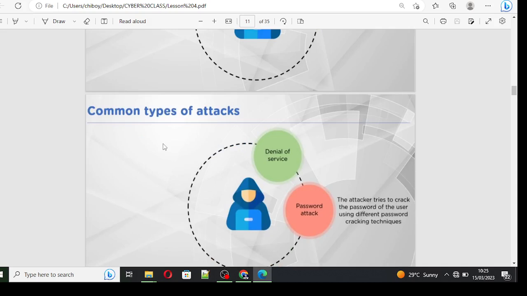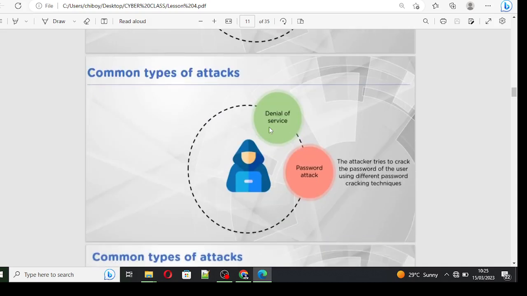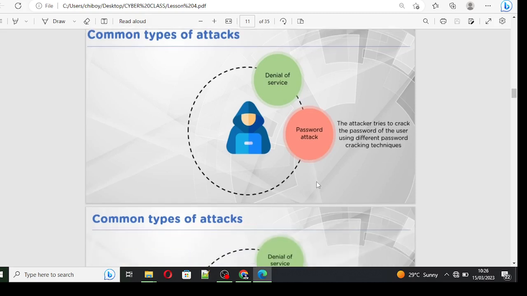Now, we have common types of attack. We have denial of service, which is DoS. Another example is the password attack. Here, the attacker tries to crack the password of the user using different password cracking techniques. This is a situation whereby the attacker tries to crack the password of the user using different password cracking techniques. Don't worry, we'll still get to the techniques.